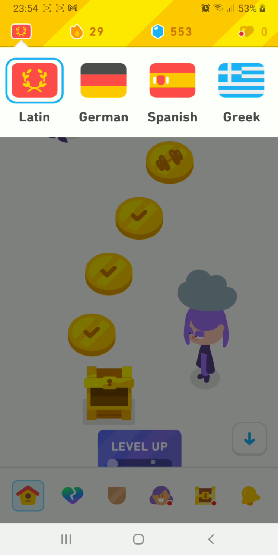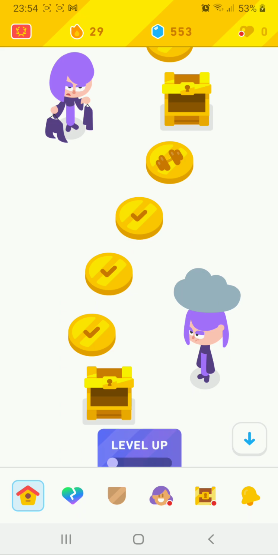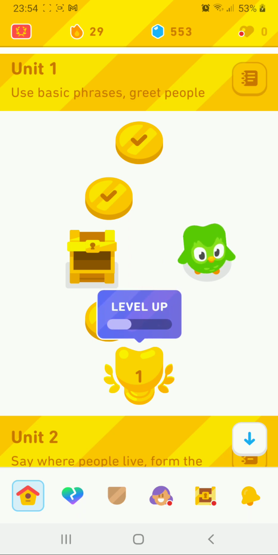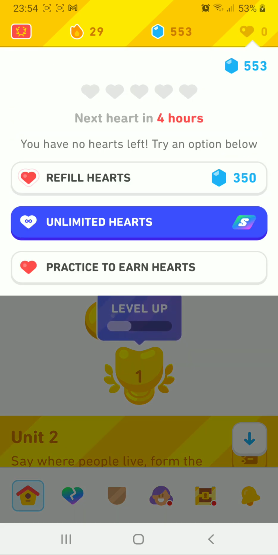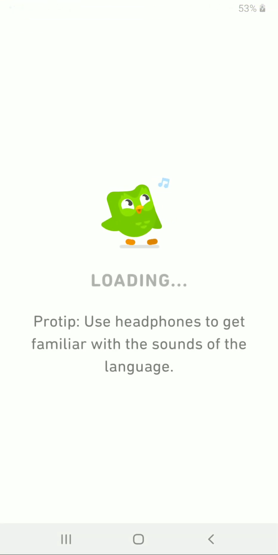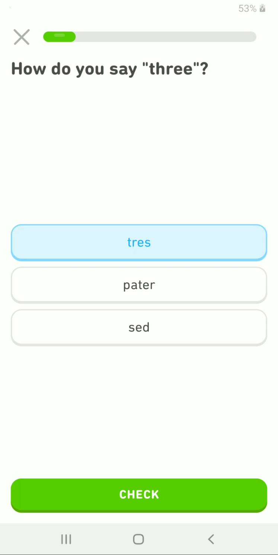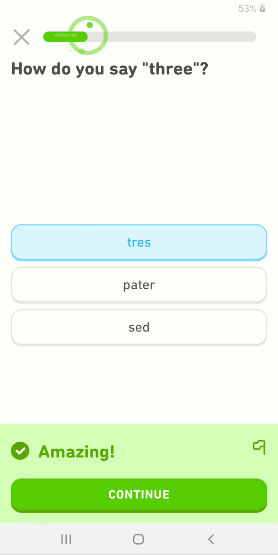But today for our Latin lesson, we're going to have a quick practice because I'm out of hearts. So I will try to earn some hearts so that I can move forward and do some new exercises on Duolingo for my Latin learning, of course. So three would be tres. We know that pater is father.